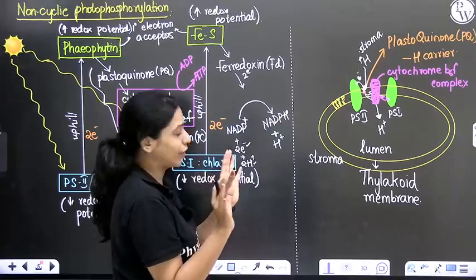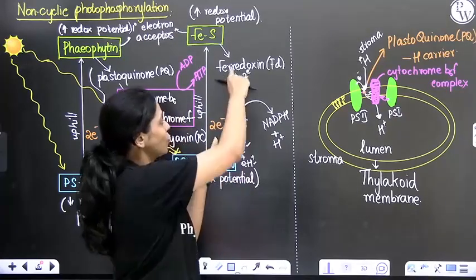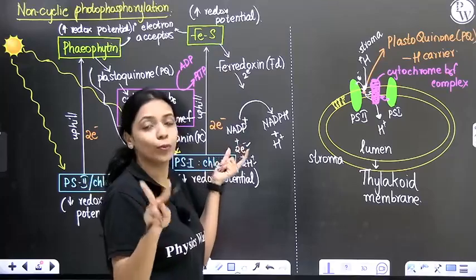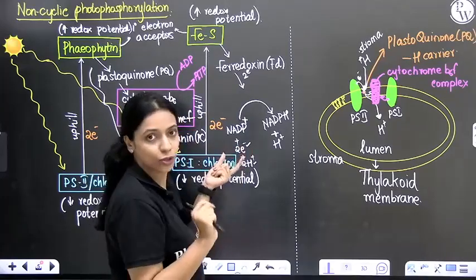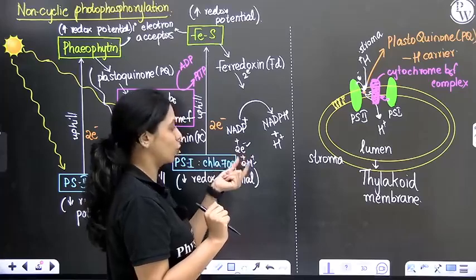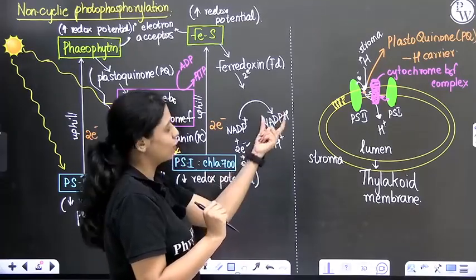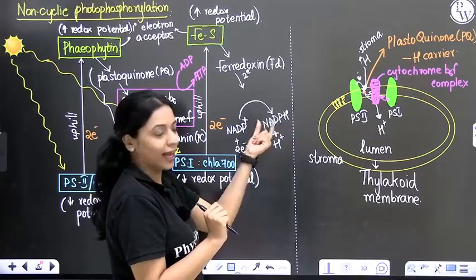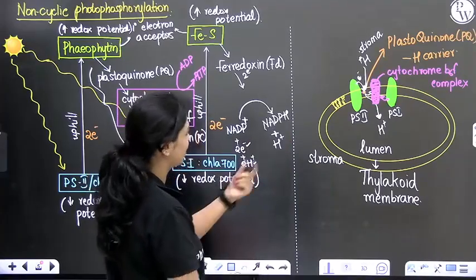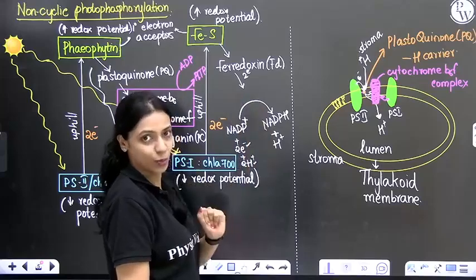Are you getting my point? NADP plus will accept 2 electrons from where? From pyridoxine. It will take up 2 protons from where? From the stroma. It will make use of both the protons and both of the electrons and 1 of the protons to form NADPH. And along with it, 1 more H plus will remain. That's why we write it as NADP plus plus H plus.